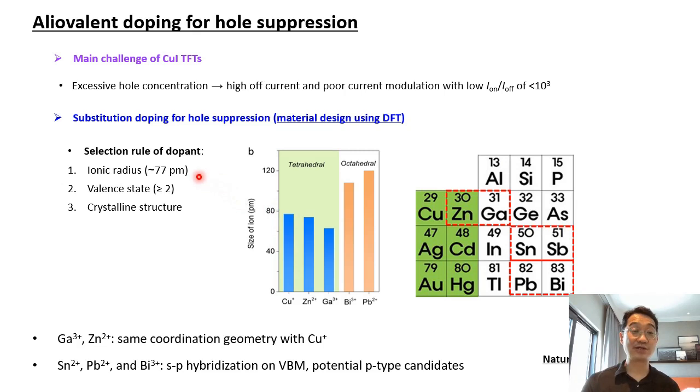So based on these considerations, we think zinc and gallium are possible dopants for copper iodide. Also bismuth and lead, even though they have a different size and different crystal structure, might work as a dopant because their valence state is larger than 2. So we tried to use these dopants to decrease the hole density in the copper iodide film.